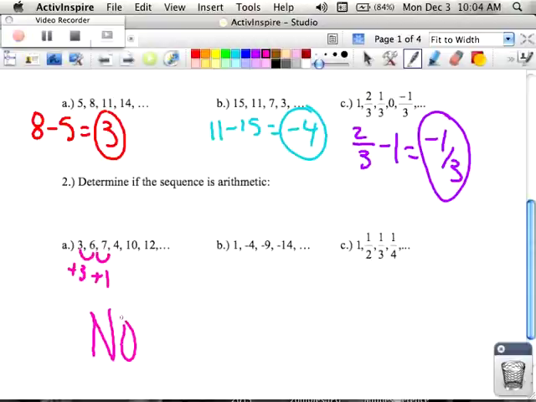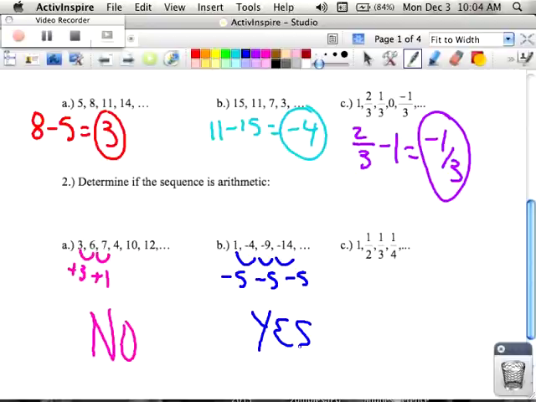In letter B, to go from 1 to negative 4, I subtract off 5. Negative 4 to negative 9, I'm subtracting off 5. Negative 9 to negative 14, subtracting off 5. So the answer is yes. It is an arithmetic sequence.